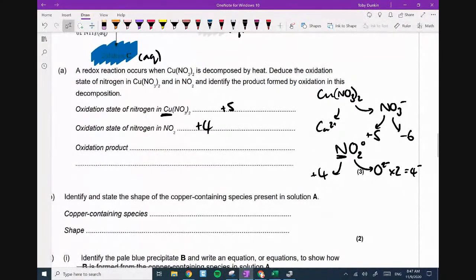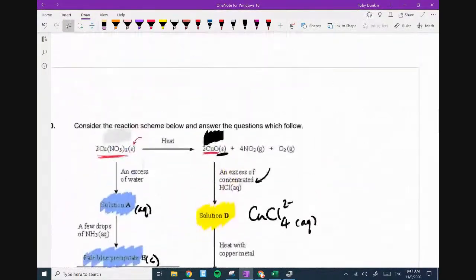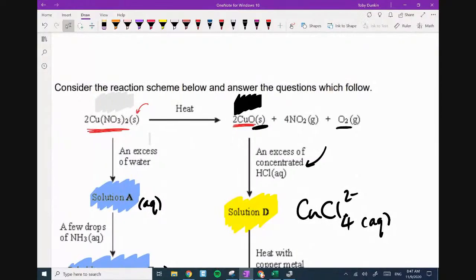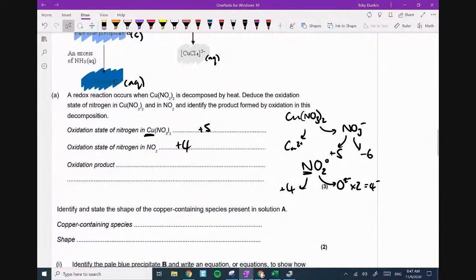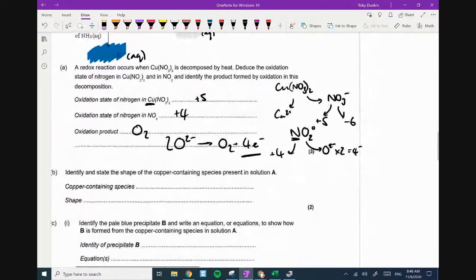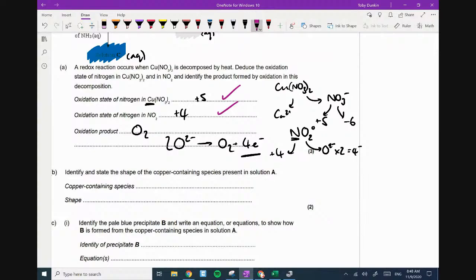Identify the product formed by the oxidation in the decomposition. What would be the oxidation product? It's going to be oxygen. The reason being is the oxygen is going from -2 to 0. So the oxidation product is oxygen. The explanation is O2- going to O2, so that's going to be losing 4 electrons. And we know that oxidation is the loss of electrons. So it's nice, that's 3 marks. So there are your 3 marks, by the way.